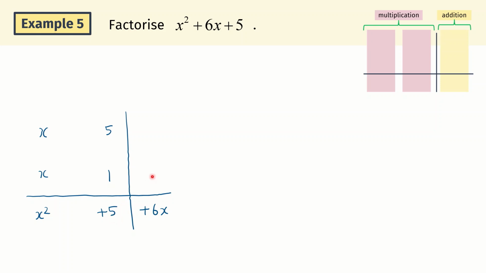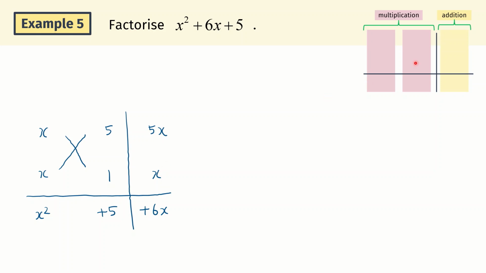We will now apply the cross in cross method. By crossing, I'm looking at x with the 5. I cross over, and remember we're multiplying in this area, so x times 5 will give us 5x. Then last one, x times 1 will give us 1x, which we will just write as x. So that is how we get the terms in this area here.